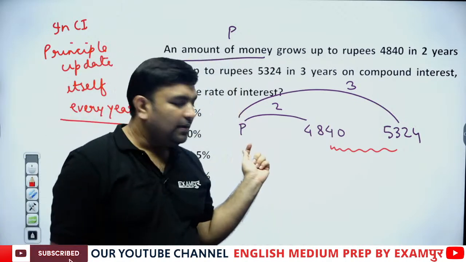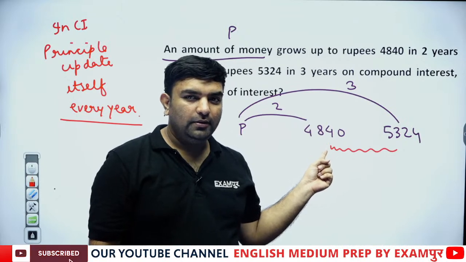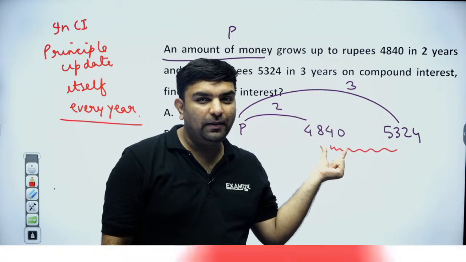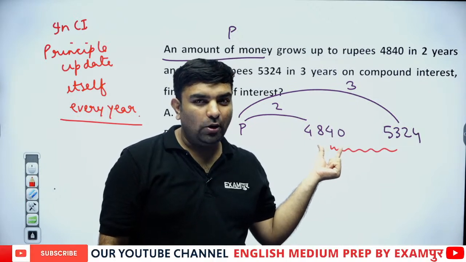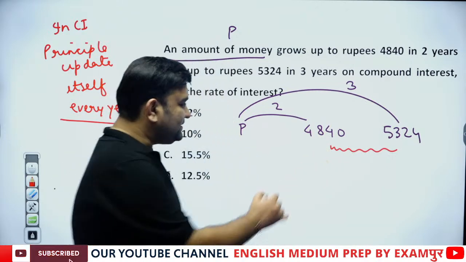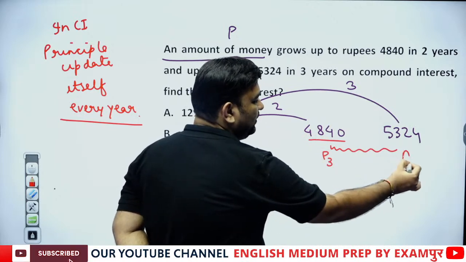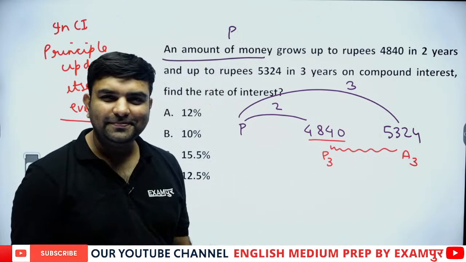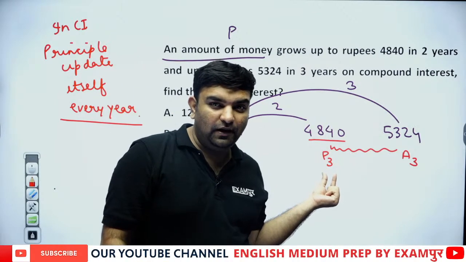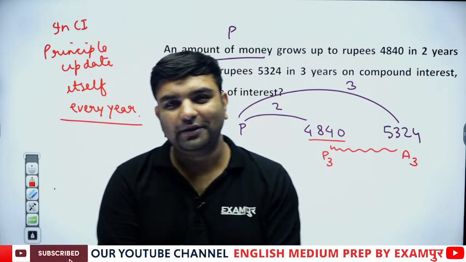So can I say after 2 years, this is the amount? After 2 years, this is the amount, but this is also the principal for the third year. This same value is the principal for the third year, and this is the amount after the third year. So we can directly calculate what the rate is.